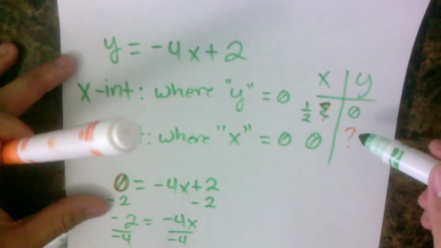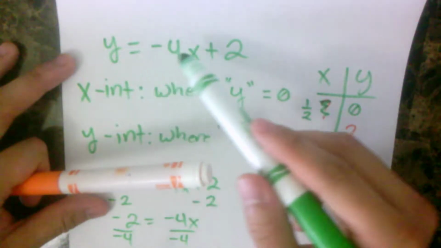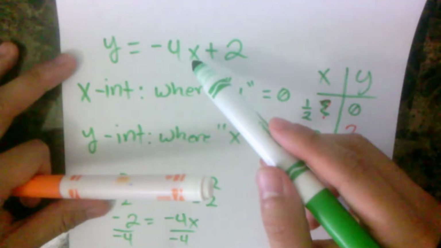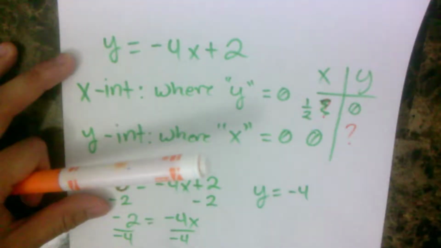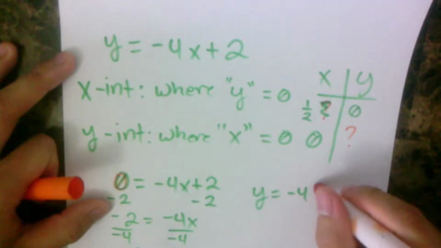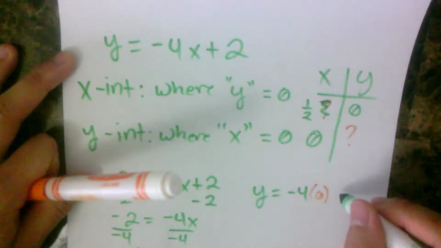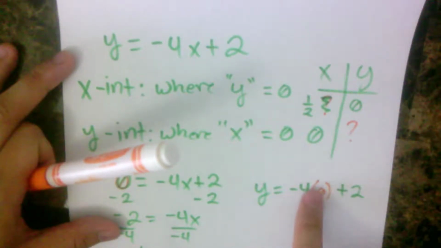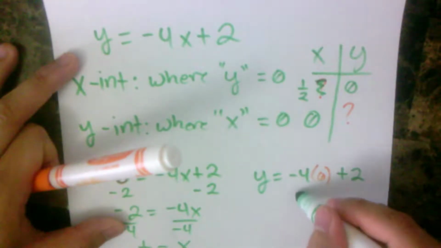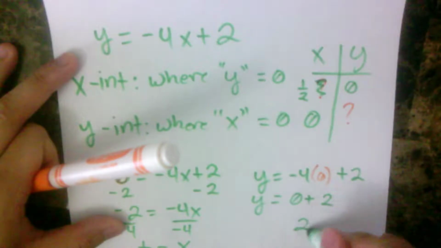Let's do the same thing for the y. To find your y-intercept, we set x equal to 0. So we rewrite this equation, but instead of x, we write 0. So y is equal to negative 4 times 0 plus 2. Honestly, the y-intercept is a lot easier to find typically in a y equals mx plus b equation. Negative 4 times 0, anything times 0 is 0. Add 2 equals y, and 0 plus 2 is just 2 equals y.